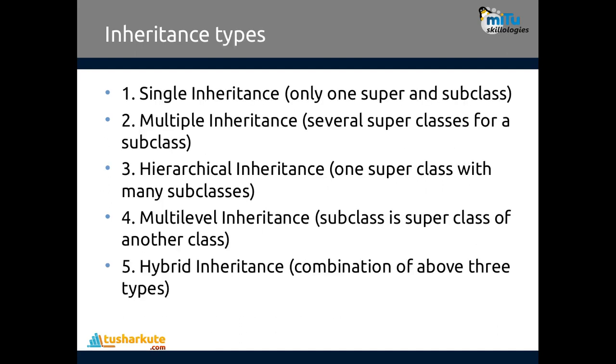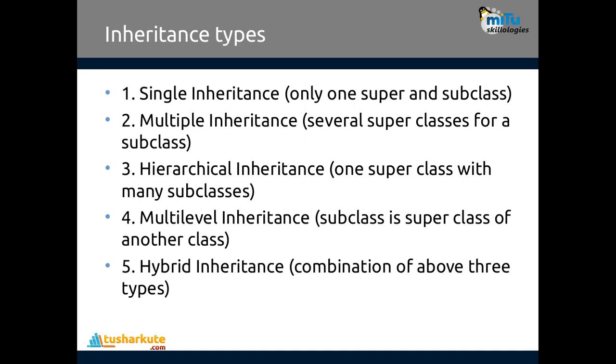There are a total of 5 different types of inheritance. First is single inheritance, where only one superclass and one subclass are present. Second is multiple inheritance, where several superclasses and one subclass are available. Third is hierarchical inheritance, one superclass with many subclasses. Fourth is multilevel, where there are multiple levels, first to second, second to third, in that way. And the last one is hybrid, a combination of the above types.